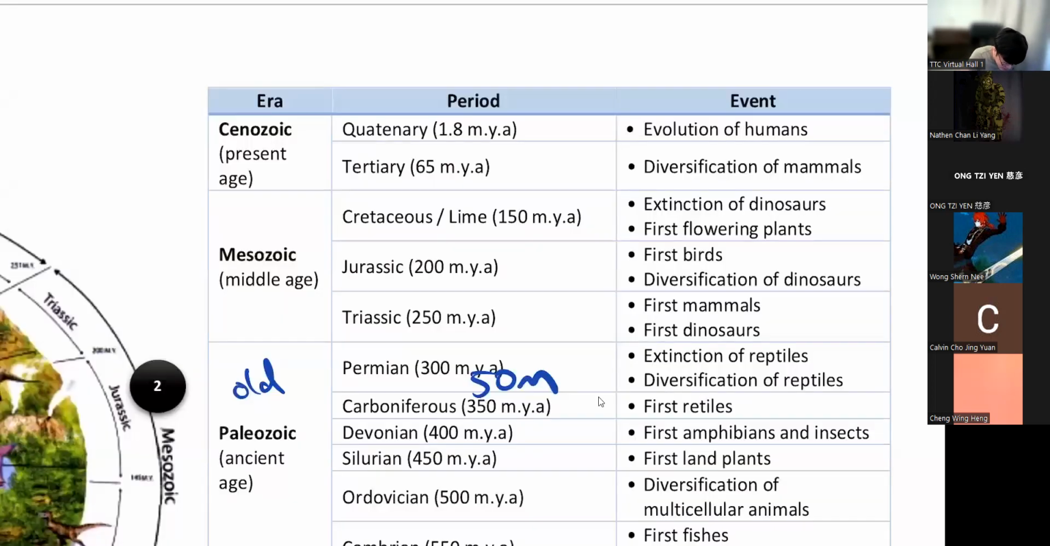Your T-Rex is here. Yes, Jurassic is the Stegosaurus. So Stegosaurus is here, and human is here. That means T-Rex is closer to humans than to Stegosaurus.